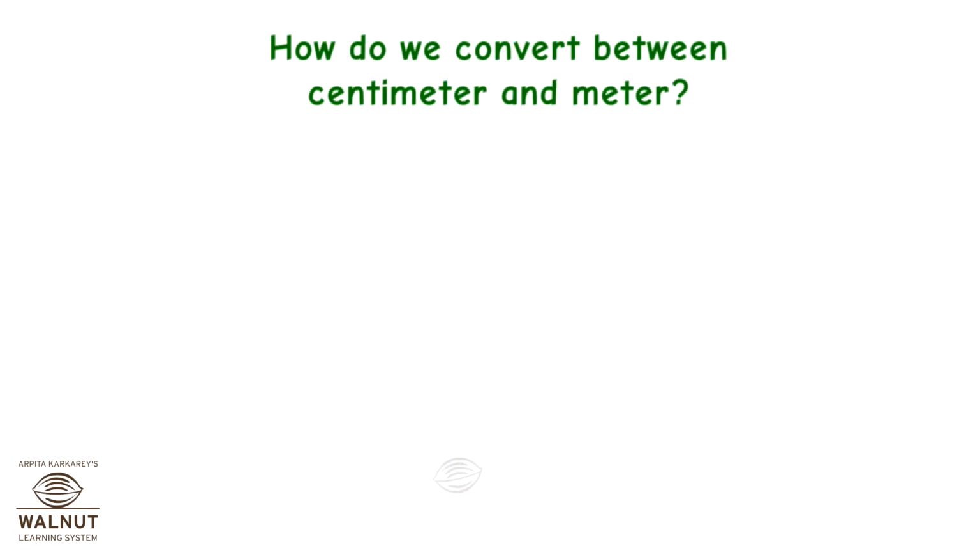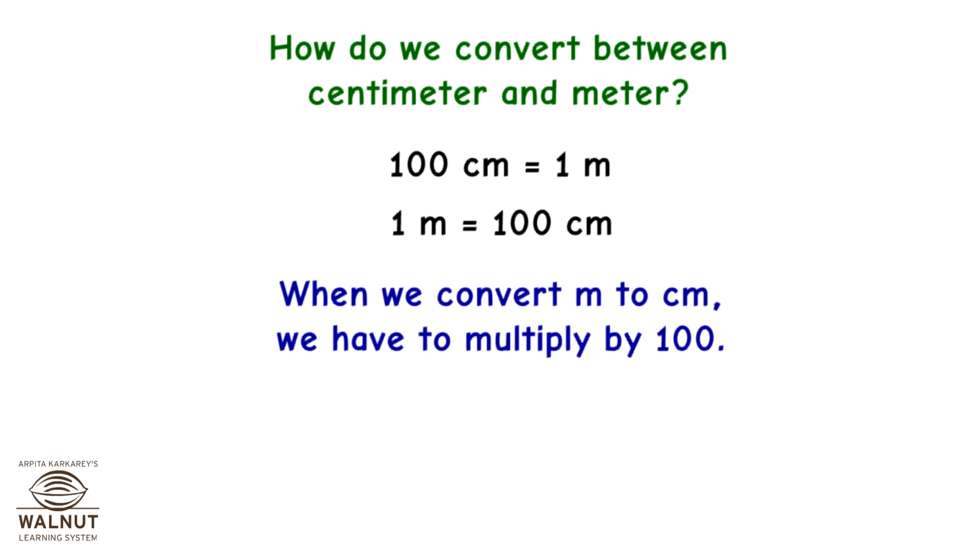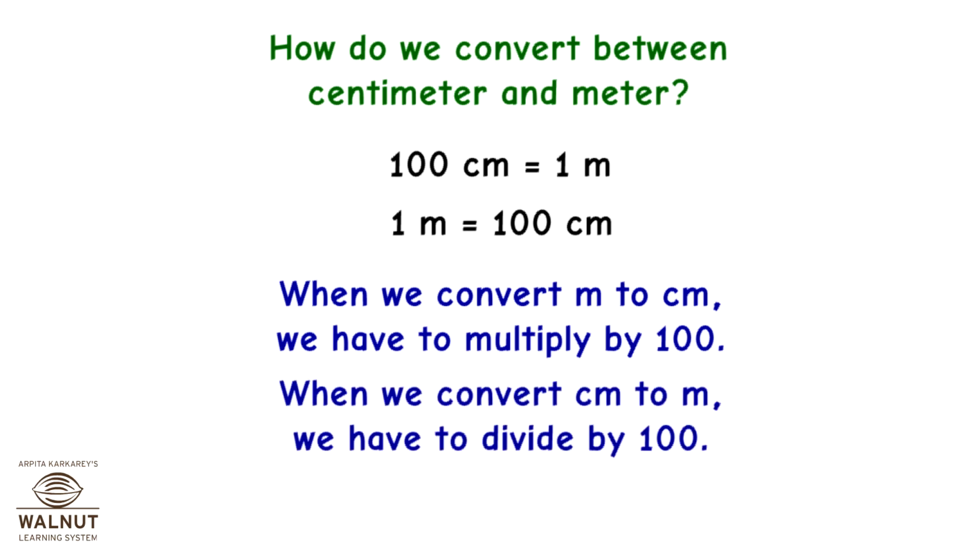How do we convert between centimeters and meters? 100 cm is equal to 1 meter. 1 meter is equal to 100 cm. When we convert meters to centimeters, we have to multiply by 100. When we convert centimeters to meters, we have to divide by 100.